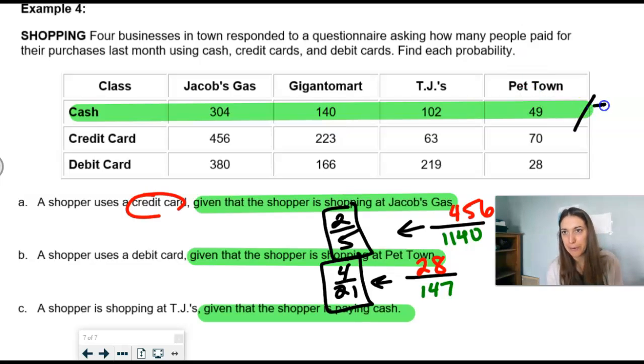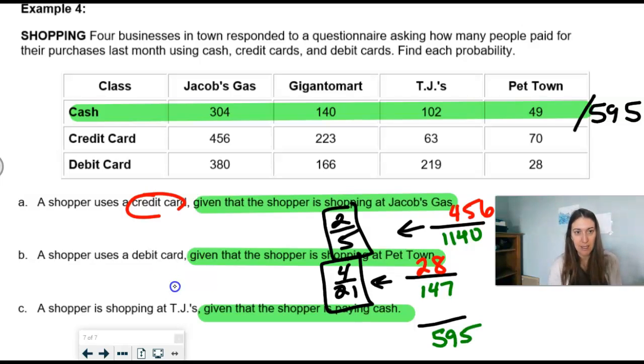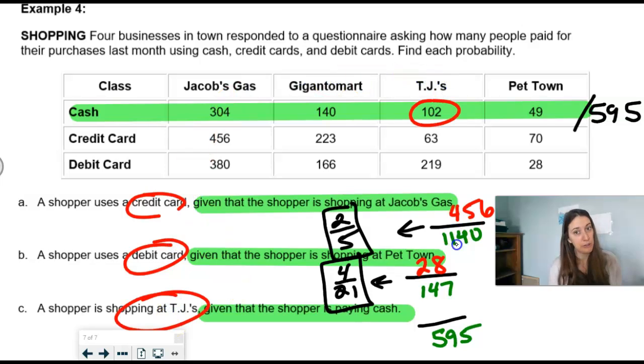I mean, if I had to, I could, but why? So my denominator for this problem is 595. Out of those 595 people who pay cash, what's the probability that the person is shopping at TJ's? These 102 people. I'm not even going to guess if it reduces because I've been wrong every time today. And it does. All right, 6 out of 35. Nice.